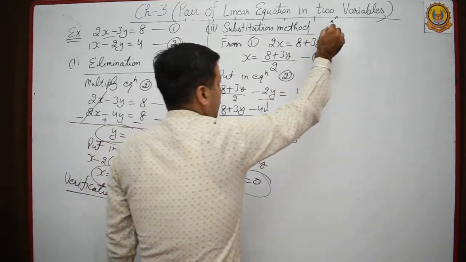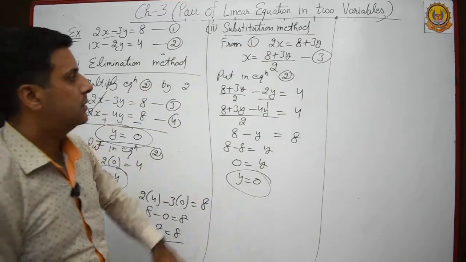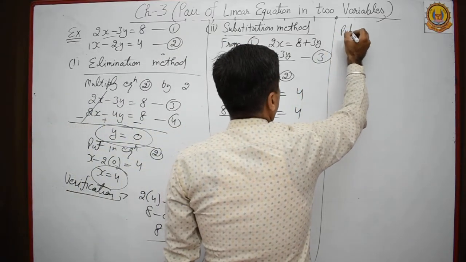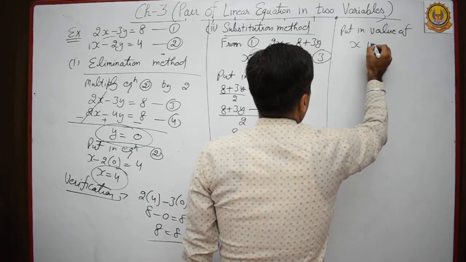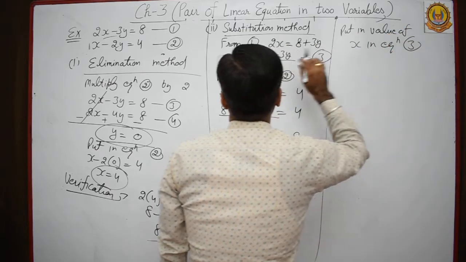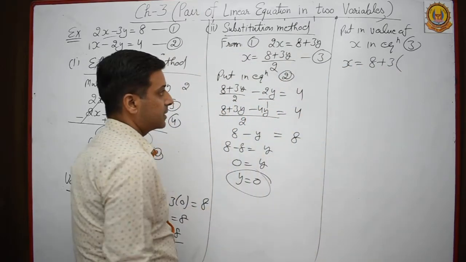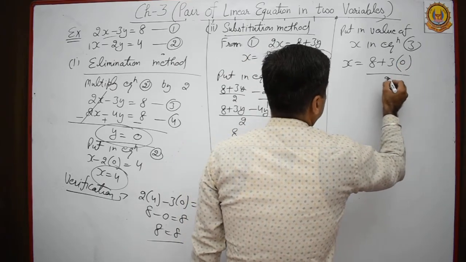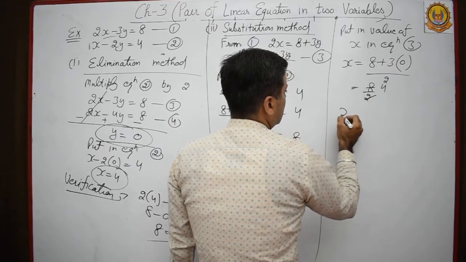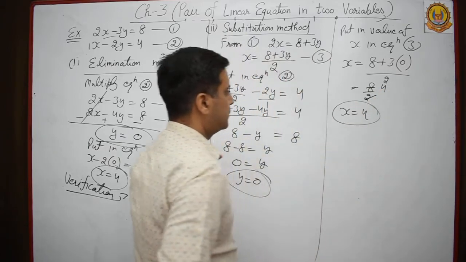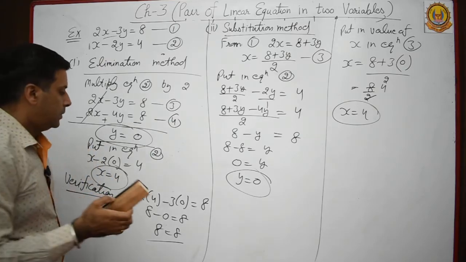Now I have to find out the value of x. So put the value of y in any equation, 1, 2 or 3. Suppose I am putting it in equation 3. So here x equals (8 plus 3 into y) by 2, which is 0 by 2. So 3 into 0 is 0, and 8 by 2 is equal to 4. So x equals 4. So again the answer is verified. So this is method number 2.